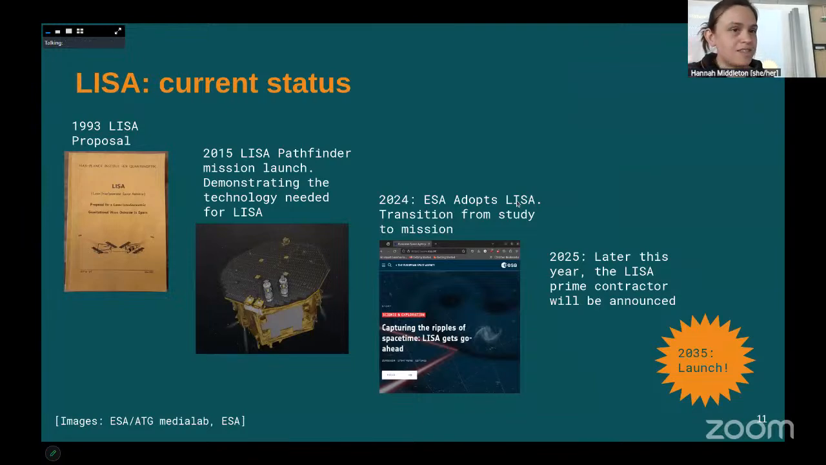So in the run up to now, it's been quite a long journey for LISA, and I've only been involved in the last couple of years. So in 1993, there was the LISA proposal. In 2015, the LISA Pathfinder mission launched, and this demonstrated the technology that was needed for LISA. Just last year, ESA formally adopted the LISA mission, and this marks the transition from a study to a mission, and it's the beginning of production of the actual instrument. Later this year, the LISA prime contractor will be announced, and then 2035 is the current scheduled launch date.